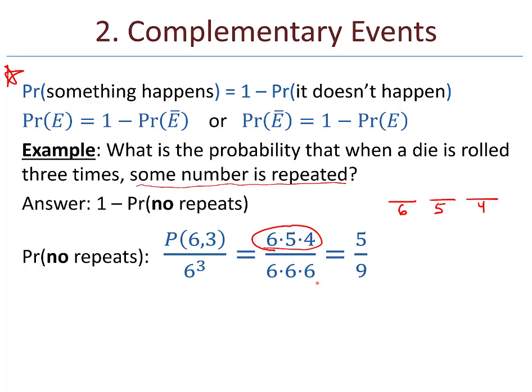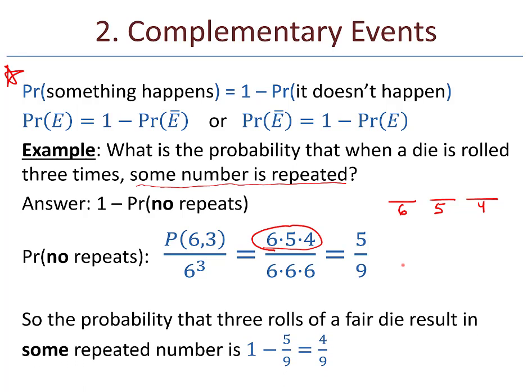And then in the denominator, the total number of ways of having an outcome with 3 rolls of a die. And then the result is 5/9. So that's the probability that there are no repeats. Then to answer our question, we take 1 minus the 5/9 to get our result. So 4/9. 4/9 is the probability that some number is repeated.